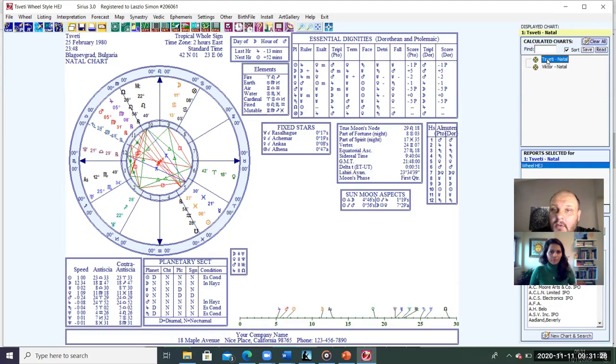Okay, so another thing we wanted to show you is what planet to work on. What you can do is go on your detriment line. Let's suppose we want to see what is holding back Tsveti in relationship topics. Her relationship house is ruled by Venus. So you can go on the Venus line and then look at what planet is in detriment. It's Venus.